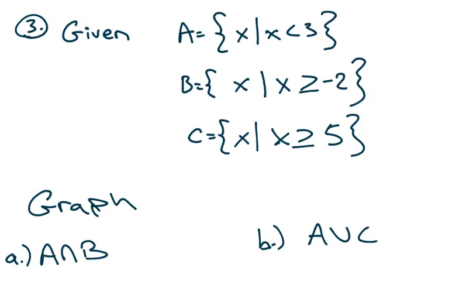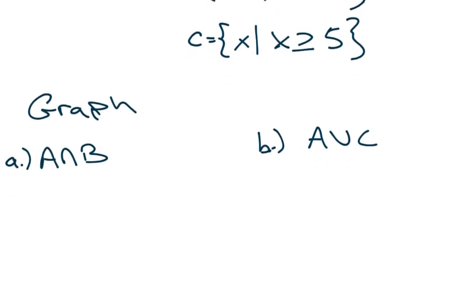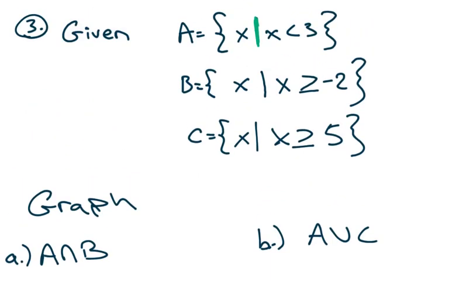Question number 3 is given A, and the way we read this, X such that, this bar means such that X is less than 3, B is X such that X is greater than or equal to -2, and C is x is greater than or equal to 5. And we're asked to graph the intersection of A and B. So let's do this real fast.